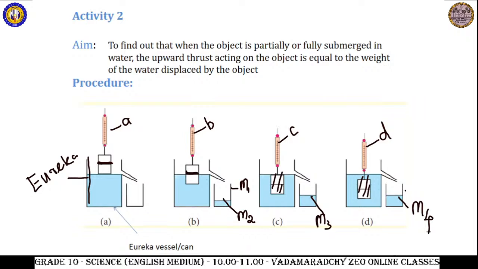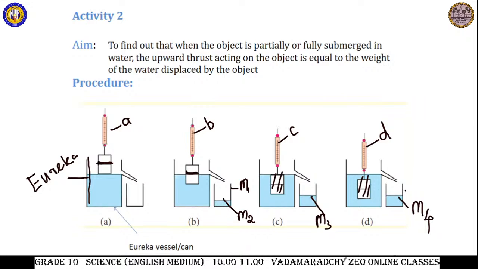For this activity, first we have to take a metal cube. Then we mark a line on the metal cube so that it divides the cube into two parts. Then hang this metal cube on the Newton balance and get the Newton balance reading. This is the first one. Second, immerse this metal cube into the water up to the marked line.